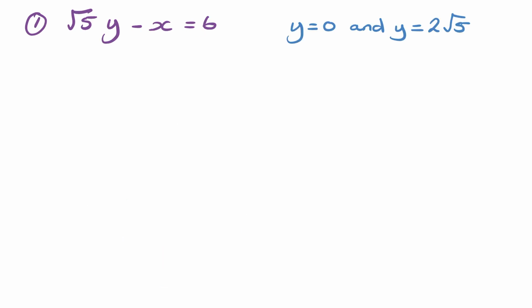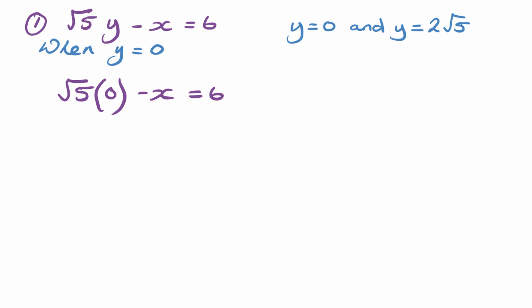So root 5y minus x equals 6, and wherever there is a y value, we're going to pop that in a bracket and work out what x is. When y equals 0, we have root 5 multiplied by 0 minus x equals 6. Well, root 5 multiplied by 0 would be 0, so we're just left with negative x equals 6.